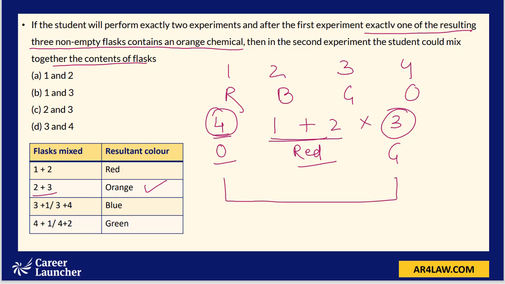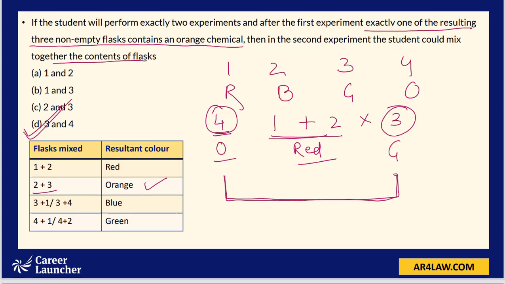As you can recall, it has been mentioned in the question that the products of any of the experiments are not being used for any further experiment. So we cannot use 1 and 2 now, or the red chemical that we've got by mixing 1 and 2 cannot be used again. So in this second experiment, we would be mixing the contents of flask 3 and flask 4, giving us the answer as option number D.